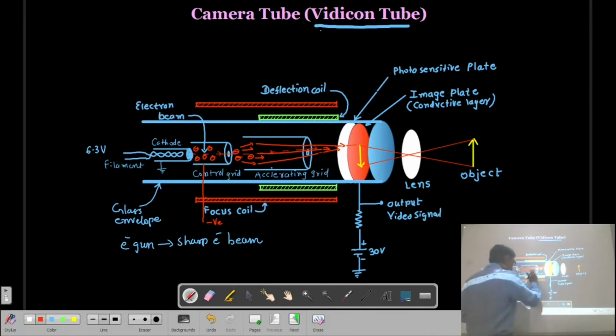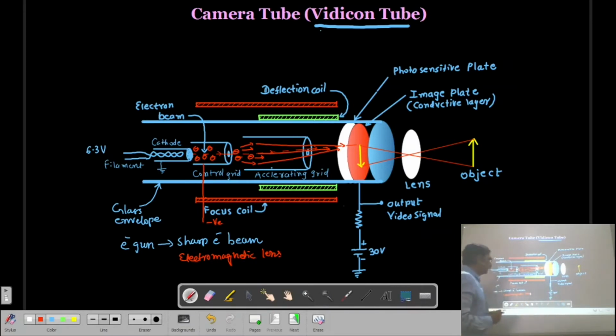Here the focus coil is working as an electromagnetic lens. As a result, whatever electrons are scattered, now they will move in one particular direction, and the beam is going to be sharp.